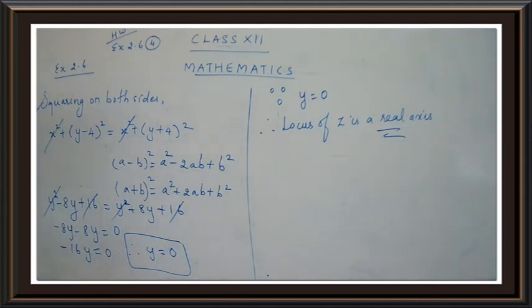Write down question number 2. If z is equal to x plus iy is a complex number such that the imaginary part of 2z plus 1 upon iz plus 1 is equal to 0, show that the locus of z is 2x square plus 2y square plus x minus 2y is equal to 0. So this is what we have to show.